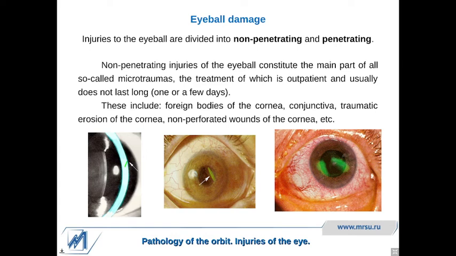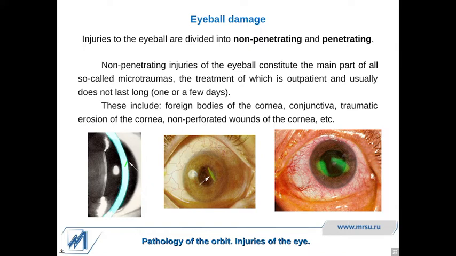Eyeball damage. Injuries to the eyeball are divided into non-penetrating and penetrating. Non-penetrating injuries of the eyeball constitute the main part of all so-called microtraumas, the treatment of which is outpatient and usually does not last long, one or a few days. These include foreign bodies of the cornea, conjunctiva, traumatic erosion of the cornea, non-perforated wounds of the cornea, etc.